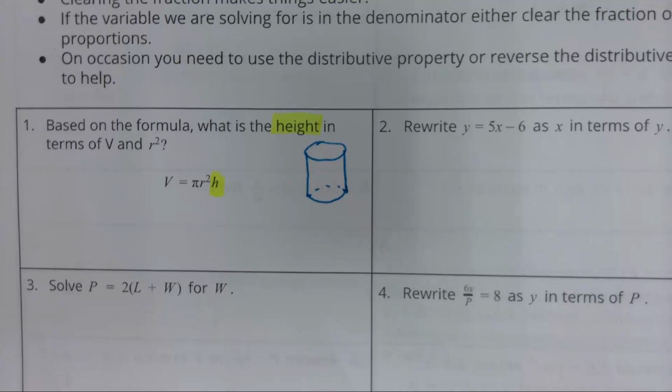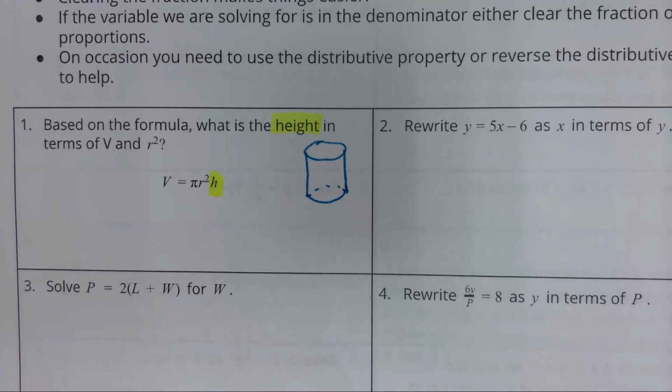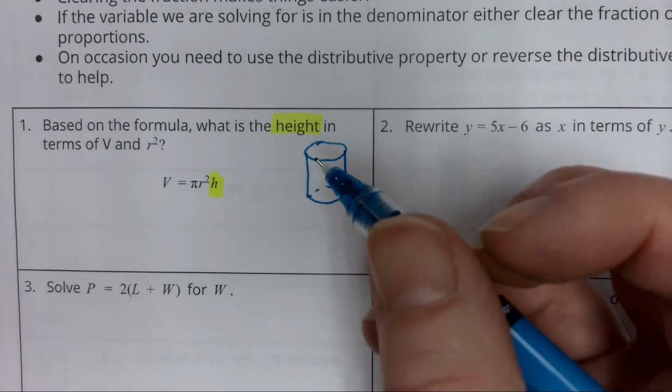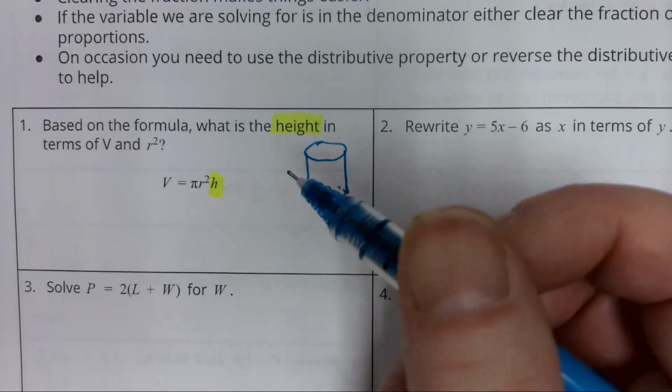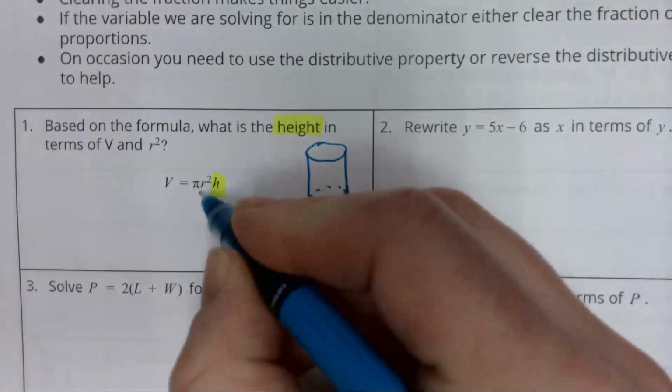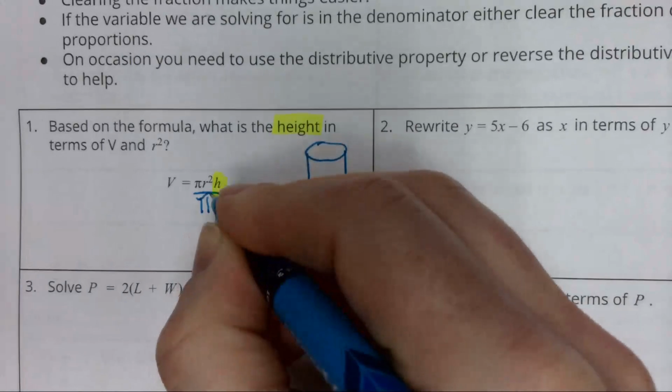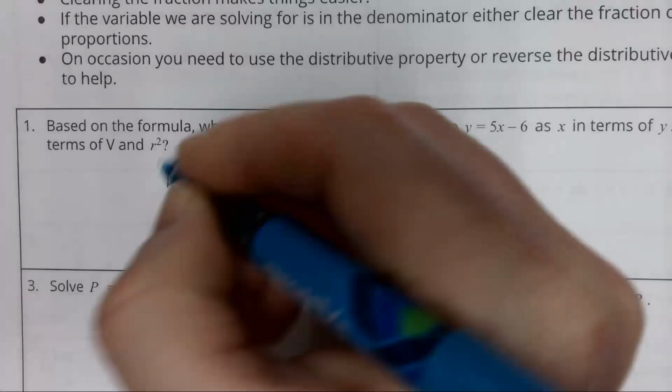Anybody want to guess what I would do to both sides to get h alone? Yes. Yeah, so if they were plus signs, Bree, we would subtract, but because they're multiplication, we're going to divide both sides by pi and by r squared.